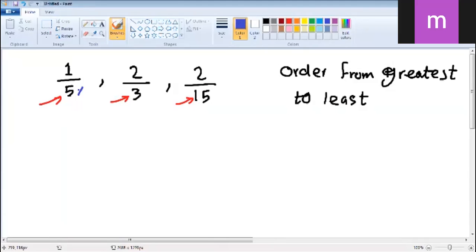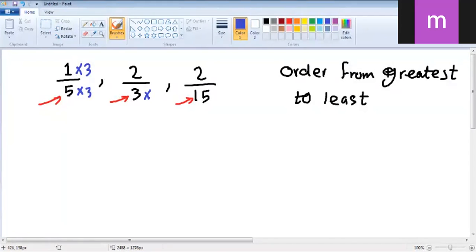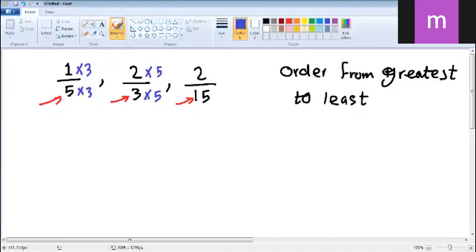How can you convert 5 to be 15? You multiply it by what number? 3. And you have to multiply the numerator by 3 as well. And how can you convert 3 to be 15? 5. So you have to multiply 2 by 5 as well. When you multiply the denominator by a number, you have to do the same with the numerator. Now please write the new fractions.